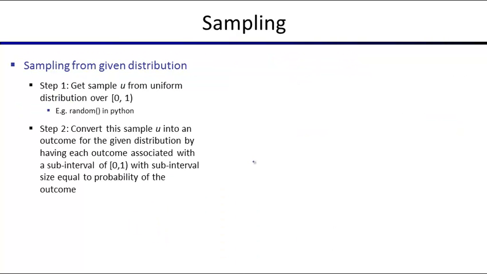Let's do an example, very simple example of sampling. Step 1 is you get a sample U from a uniform distribution over 0, 1. For example, just a random call in Python. Step 2 is to convert this sample U into an outcome for the given distribution by having each outcome associated with a subinterval of 0, 1 with a subinterval size equal to probability of the outcome.